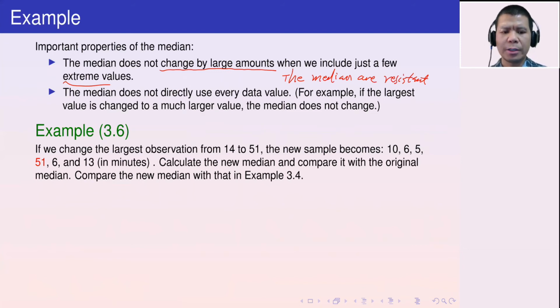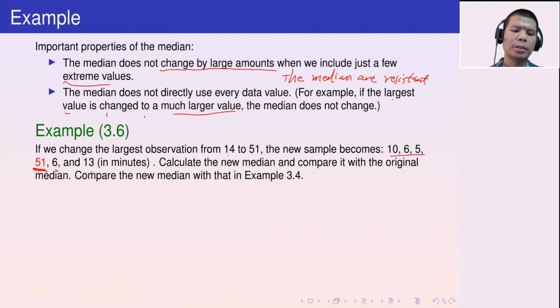And secondly, the median does not directly use every data value. For instance, if the largest value is changed to a much larger value, the median does not change. Now, let's consider this example to show it. If we change the largest observation from 14 to 51, the new sample is everything else the same, except the 14, which used to be the largest value, is now a much larger one, 51. Everything else stays the same.